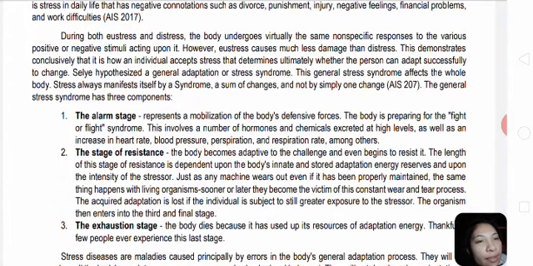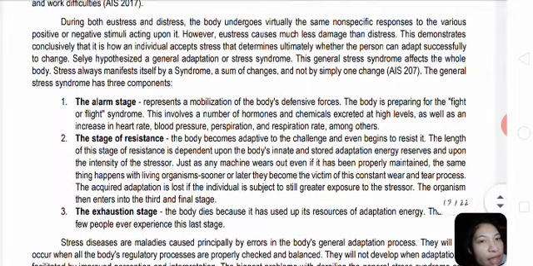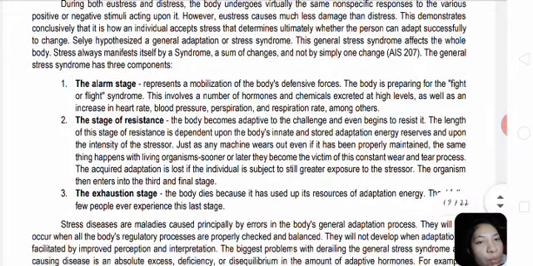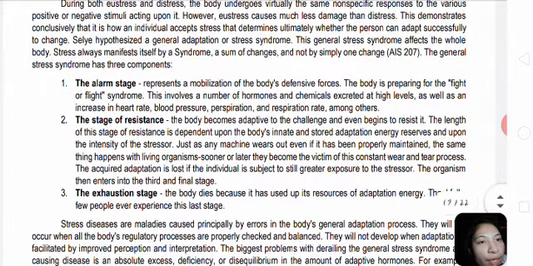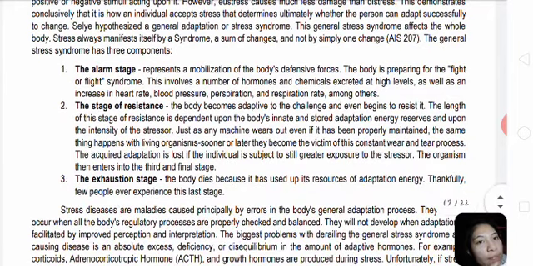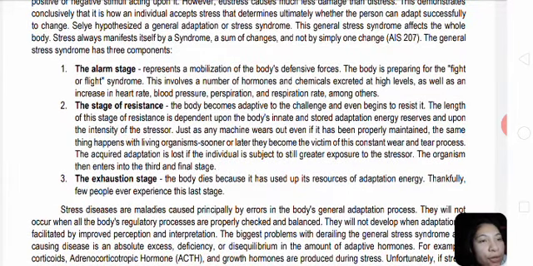The body becomes adaptive to the challenge and even begins to resist it. The length of this stage of resistance is dependent upon the body's innate and stored adaptation energy reserves, and upon the intensity of the stressors. Just as any machine wears out even if it has been properly maintained, the same thing happens with living organisms. Sooner or later, they become the victim of this constant wear and tear process. The acquired adaptation is lost if the individual is subject to still greater exposure to the stressor. The organism then enters into the third and final stage.